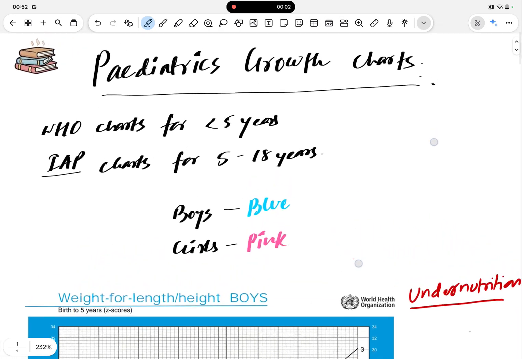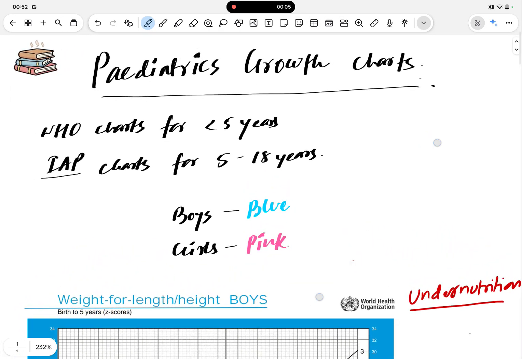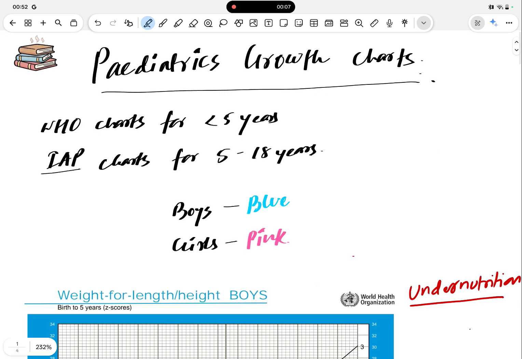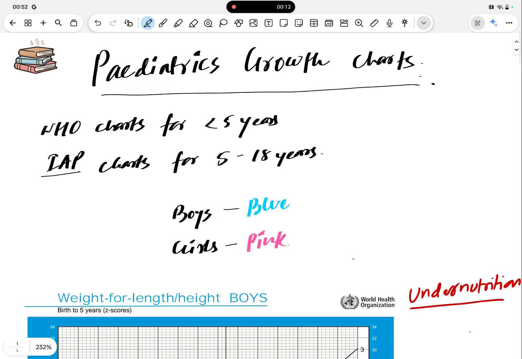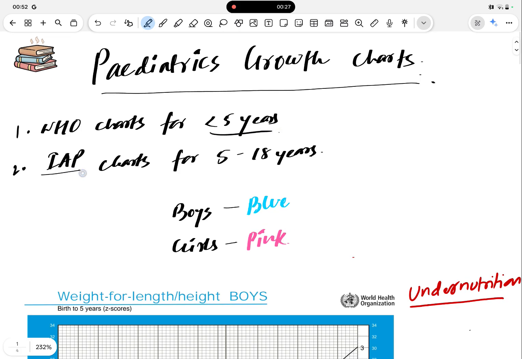So in this video I will be talking about pediatrics growth charts. These are very important for pediatric practical examination MBBS. So starting with the types of growth chart, there are mainly two types. That is, first one is WHO growth charts, second is Indian Association of Pediatrics growth charts. WHO is for less than 5 years of age and IAP charts are for 5 to 18 years. Mainly in MBBS practical examination, we do anthropometry for less than 5 years of age.